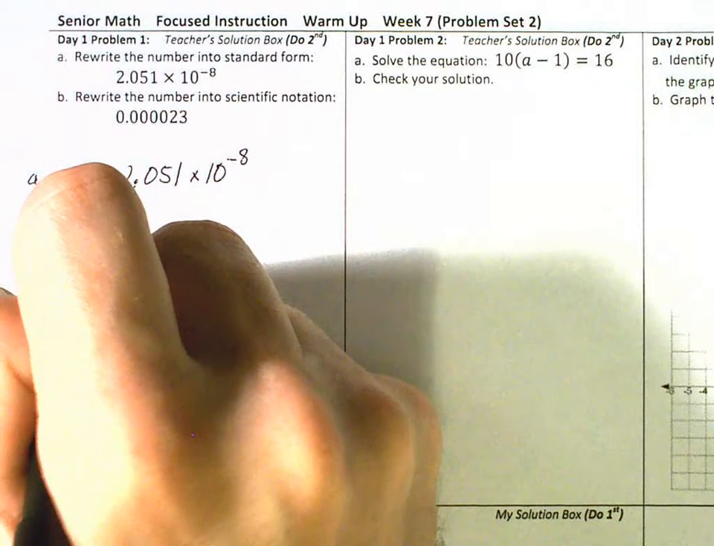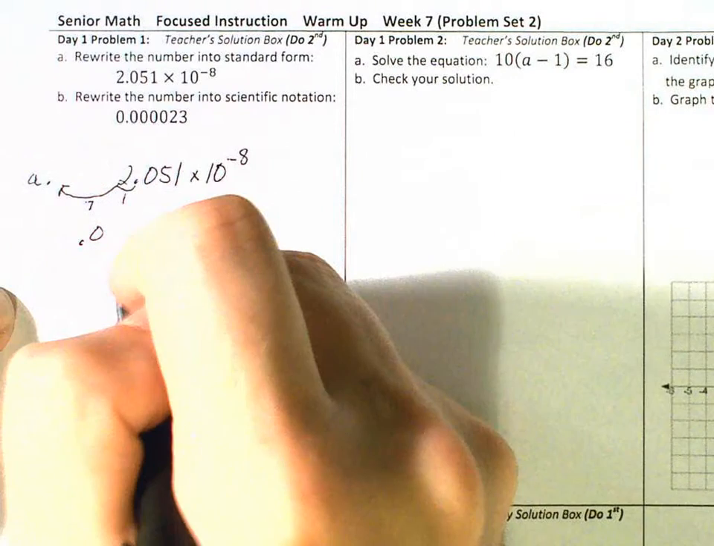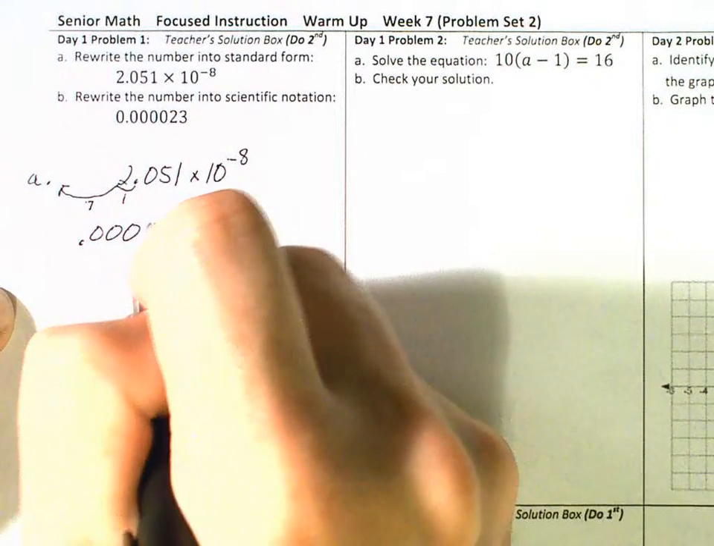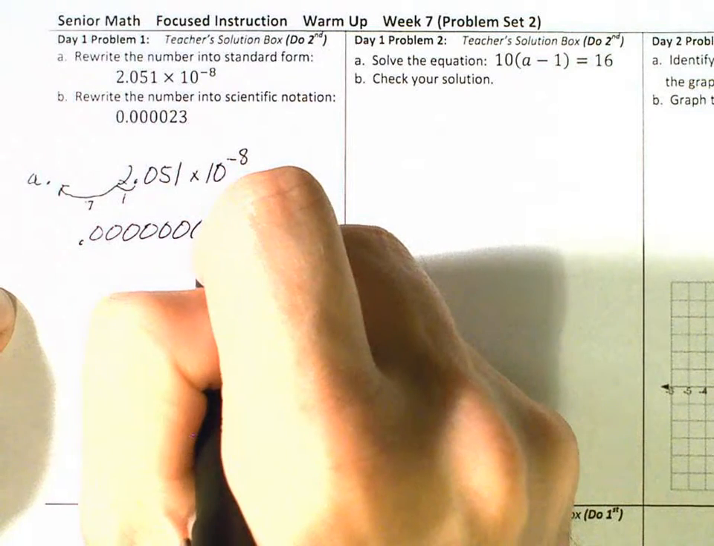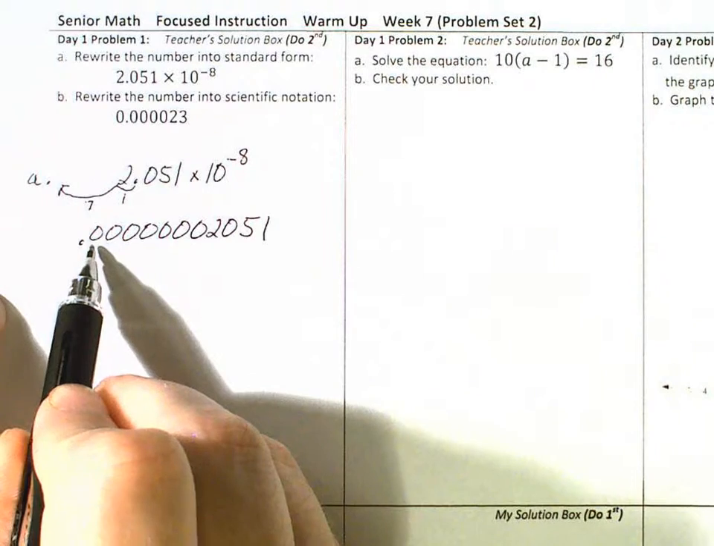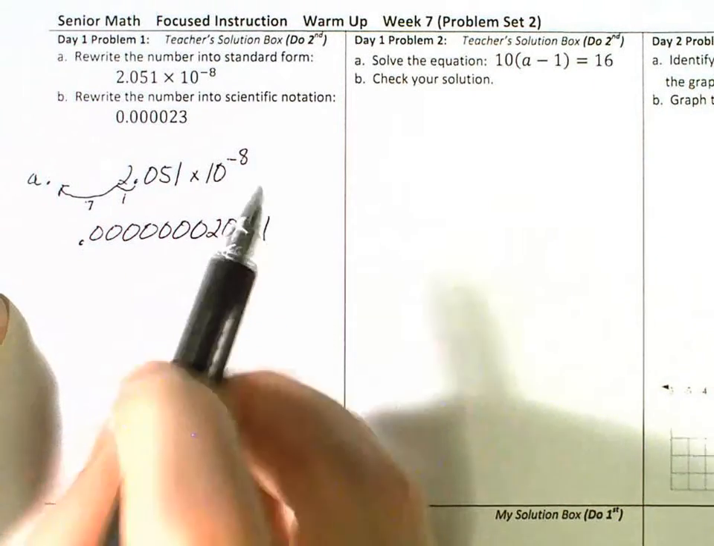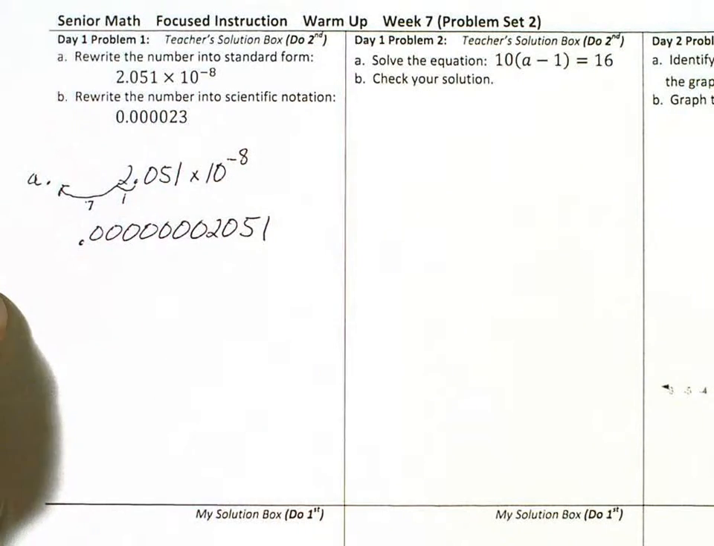That's going to create the number point, and then 7 placeholder zeros. 1, 2, 3, 4, 5, 6, 7, and then the digits 2, 0, 5, 1. So this very small decimal number is the standard way to write this scientific notation number.